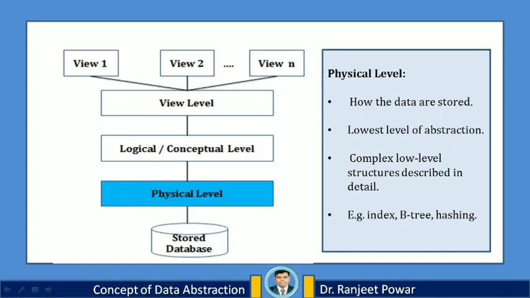Some aspects are considered at this level, and these are: B tree, which means binary tree, or the hashing tables are used for storage allocation. Primary and secondary keys indexes are used for access paths, and data compression and encryption techniques can be used for optimization of internal structure.